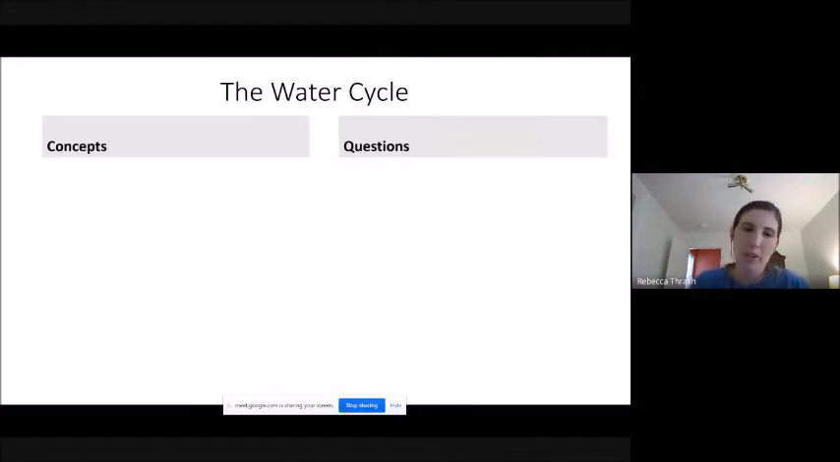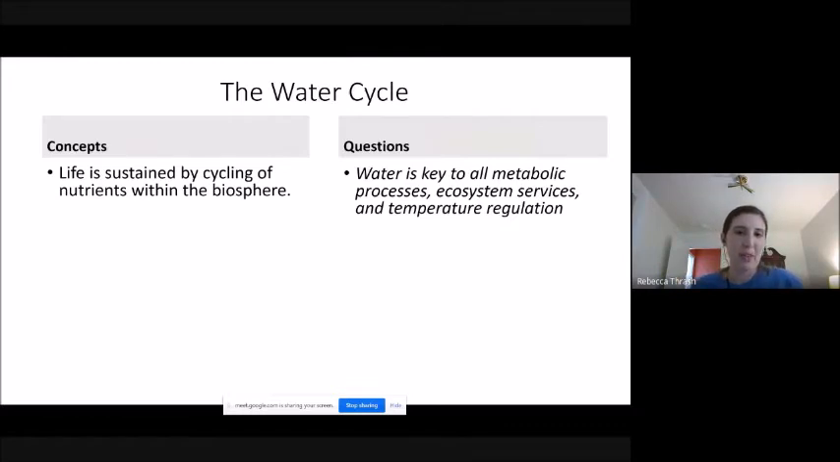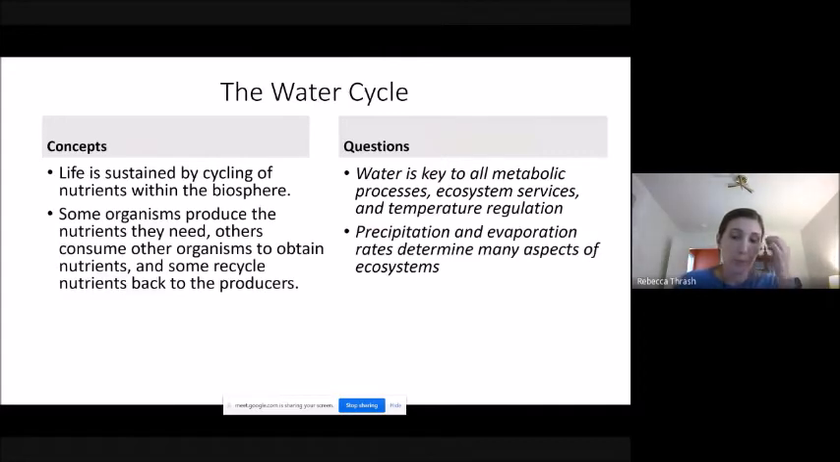So let's review the concepts with the water cycle. Life is sustained by cycling of nutrients. Well, water isn't really a nutrient, but without water, pretty much all metabolic processes would not be possible. Ecosystem services like filtration and growth of plants would not happen. And there would be less temperature regulation by bodies of water. Water resists temperature changes really well, so it can help to cool things off or keep things warm when need be. Precipitation and evaporation rates are one of the more important things for determining which organisms are able to grow where, their distribution. So precipitation and evaporation rates determine a lot about ecosystems.